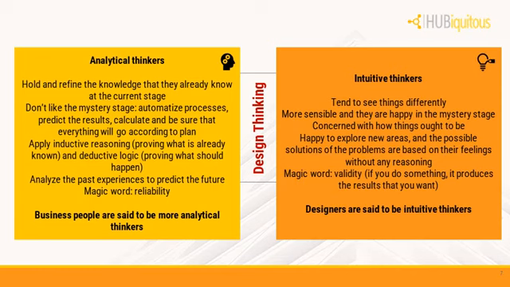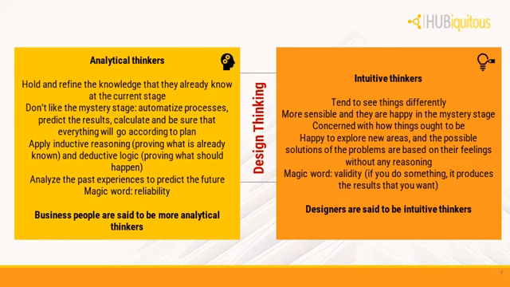To better understand this concept, we have here the differences or the main features of both kinds of thinking. The analytical thinkers want to hold and to refine the knowledge. They want to be sure about what they know. They start from a familiar point, and they don't like the mystery state. That means that they do not feel comfortable with uncertainty. They want to automate processes in order to predict the results, to calculate, and to be sure that everything will go according to plan.